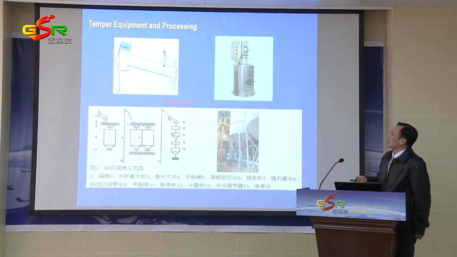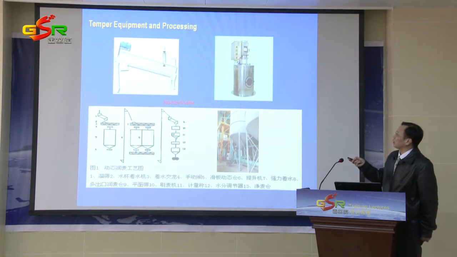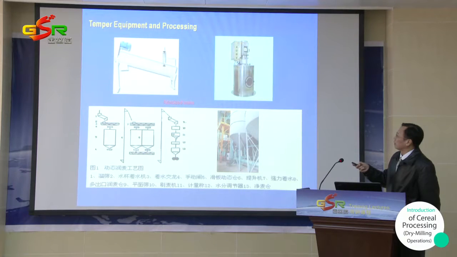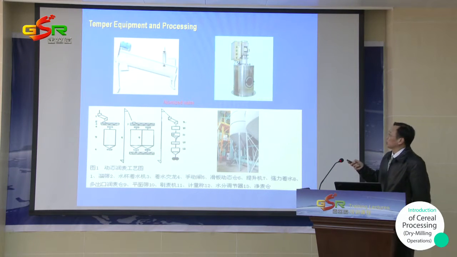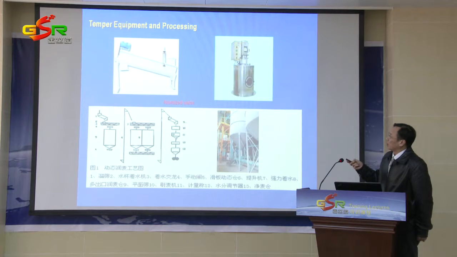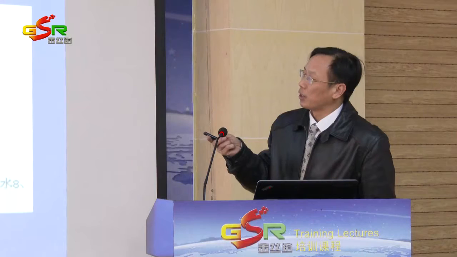And this shows the different tempering equipment and processing. This is to measure the water used for conditioning, the wheat conditioning machine, and this process.